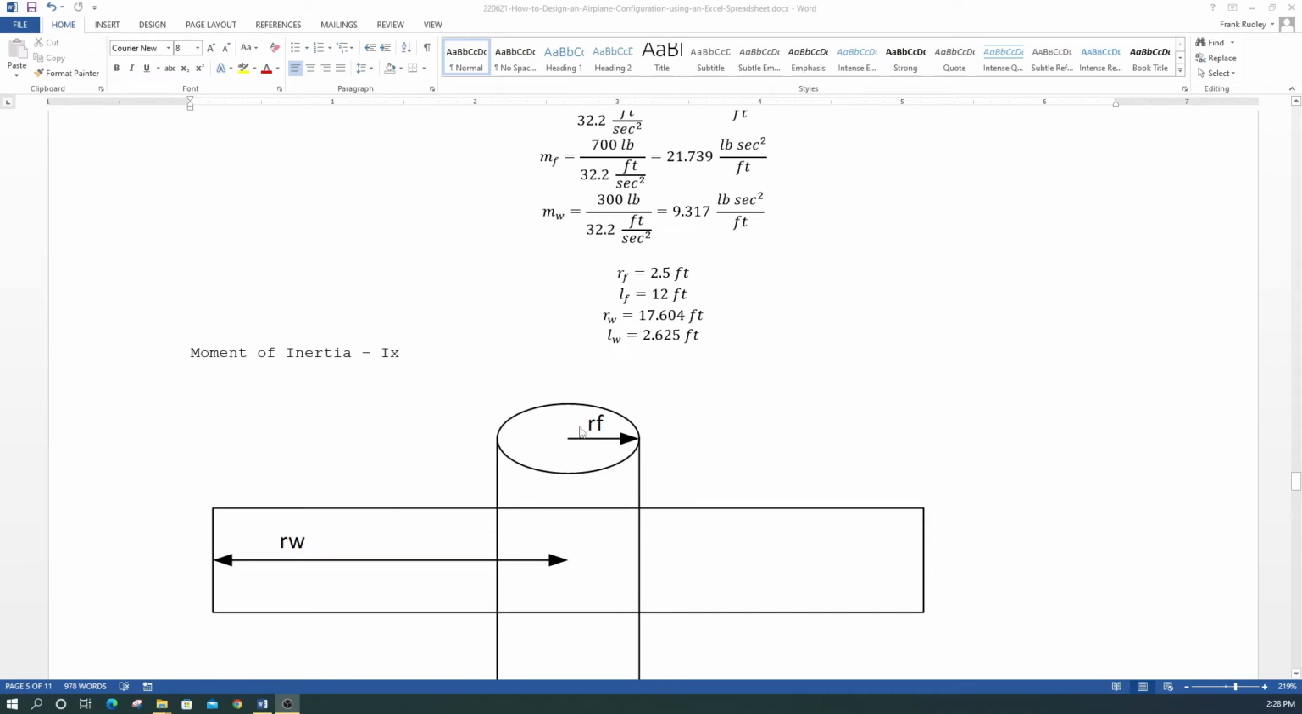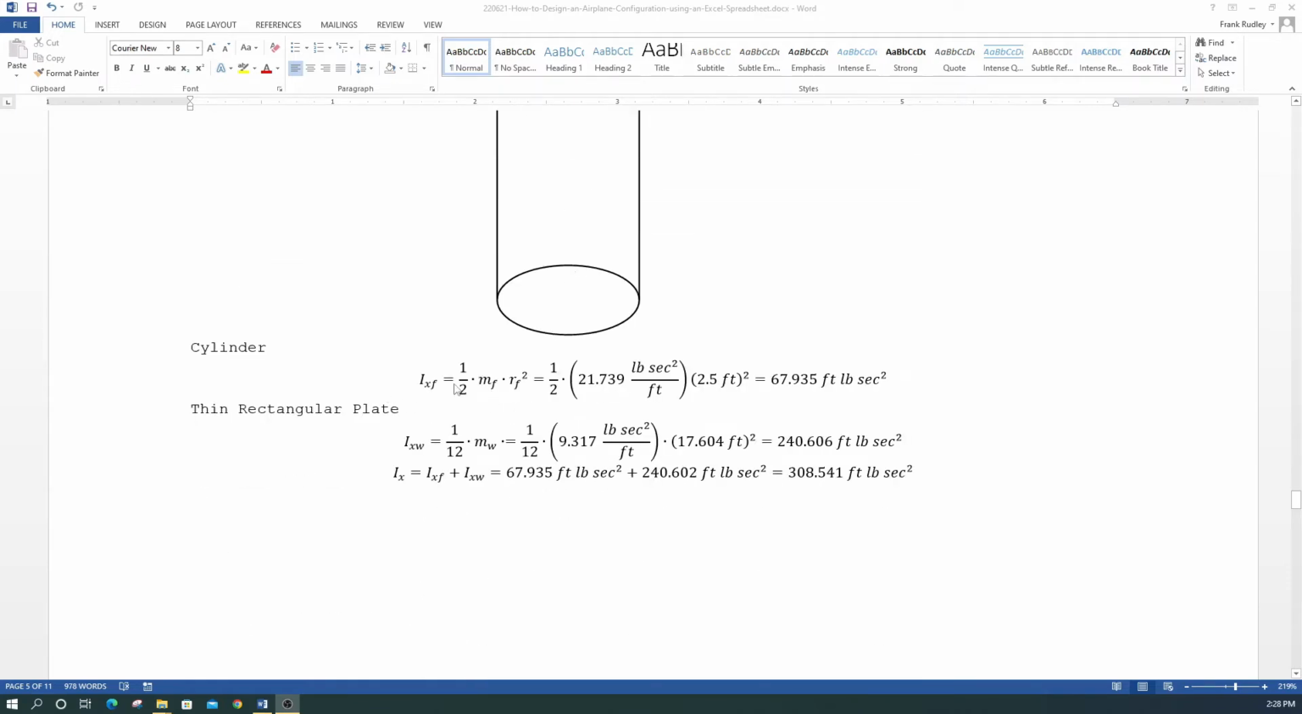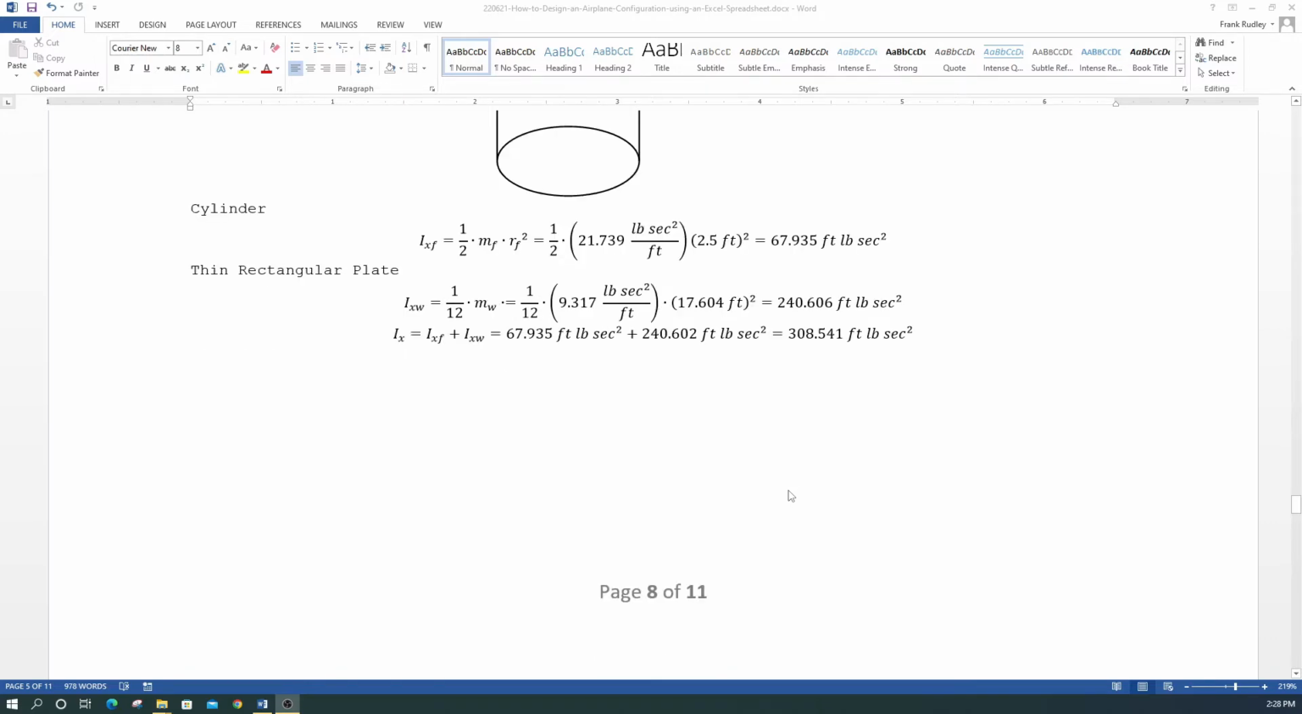So we have some crank arms here to try to figure out our moment of inertia. This one is about 2.5 feet, and the wing is 17.604 feet for our Piper Cub. So we're trying to figure out the moment of inertia around the x-axis here. For a cylinder and a thin rectangular plate, there are some equations I looked up in a book, and I added the two together to get our moment of inertia around the x-axis. This is going to be important to figure out if our moment forces are reasonable. So we get 308.541 foot-pound second squared for our IX.